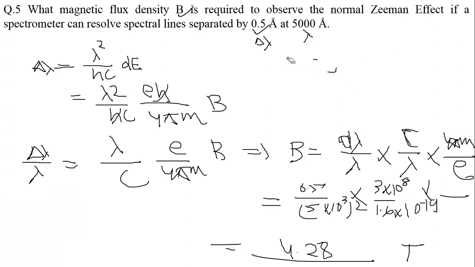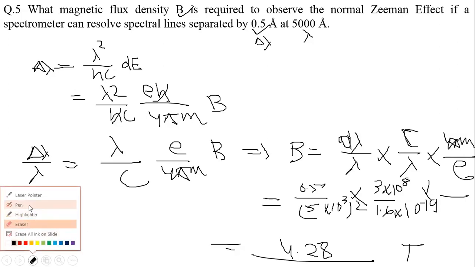Understood everyone? Due to the presence of the magnetic field, the interaction between the magnetic field and the orbital magnetic dipole moment results in the splitting of energy levels, and these split energy levels give rise to different transitions of electrons. As a result, we get different spectral lines if we place an atom in an external magnetic field.